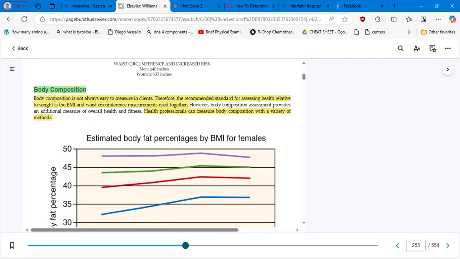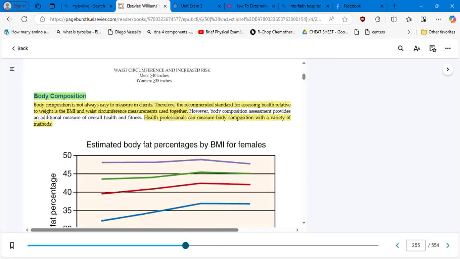Let's talk about, also remember, the waist circumference and increased risk, right? You have to remember this. More than 40 inches in men is not a good indicator, and in women, more than 35 also is a bad indicator. And they are included in the criteria of the metabolic syndrome, remember? The waist circumference, blood pressure, triglycerides, glucose, okay? So this is important that you know.